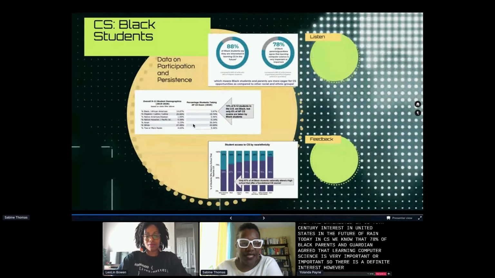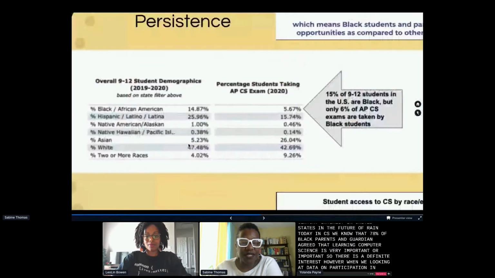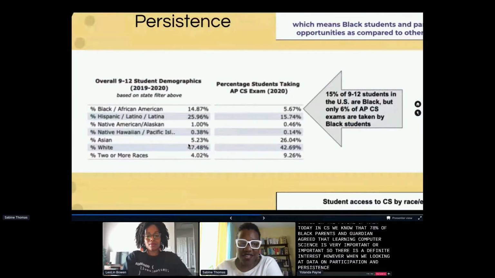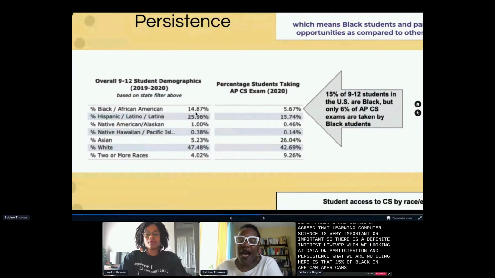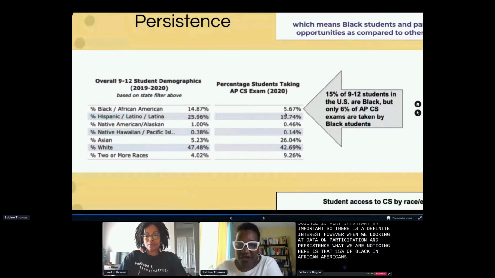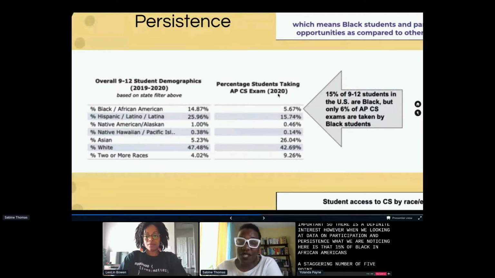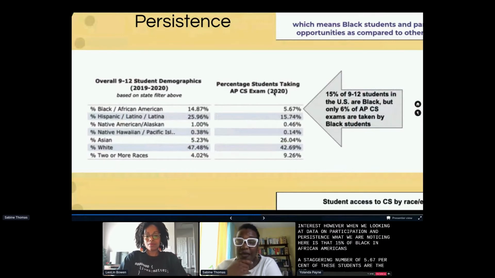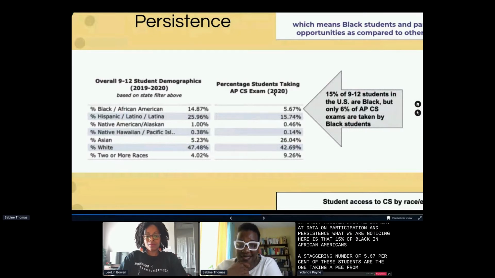However, when we're looking at data on participation and persistence, what we are noticing here is that 15% of Black and African-American students make up the student demographic. However, a staggering number of about 5.67% of these students are the ones taking the AP computer science exam.